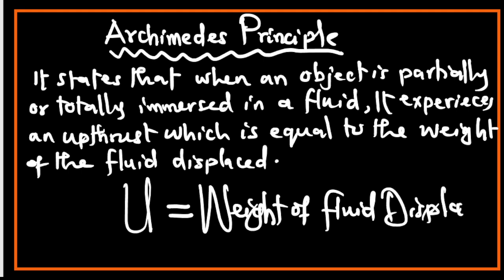So anytime you are being asked about Archimedes' principle, this is the main thing. Every other thing is story. Upthrust experienced by the object will always be equal to the weight of the fluid displaced. Let me try to explain that with a diagram. You have a container. Then in the container, let this be a special container called the Eureka can. This is a Eureka can.